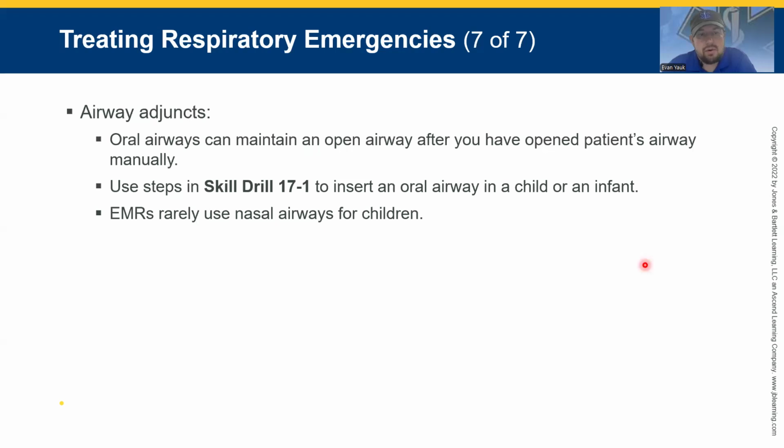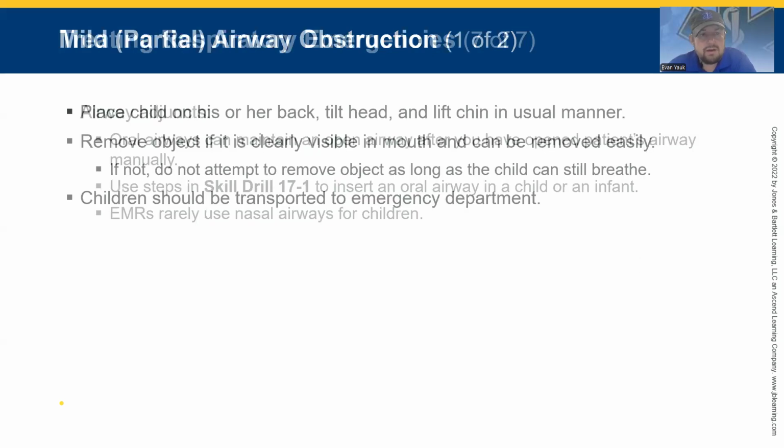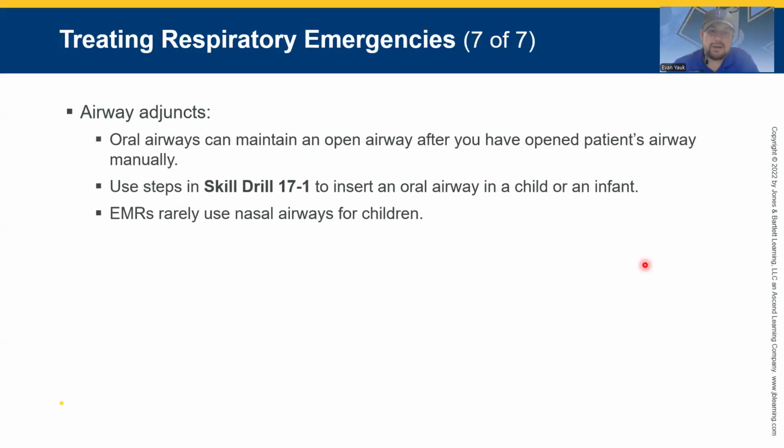Airway adjuncts. Oral airways can maintain an open airway after you have opened the patient's airway manually. Your book, 17.1, shows how to insert it into a child or infant. EMRs rarely use nasal airways for children. A lot of times a child is more likely to accept a nasal airway over an oral airway adjunct.